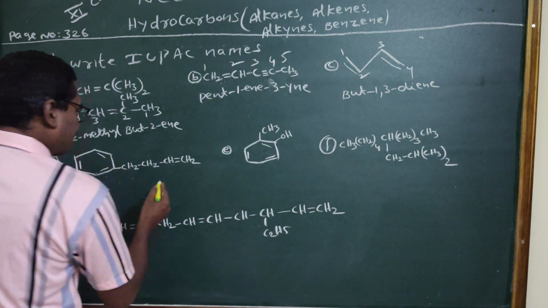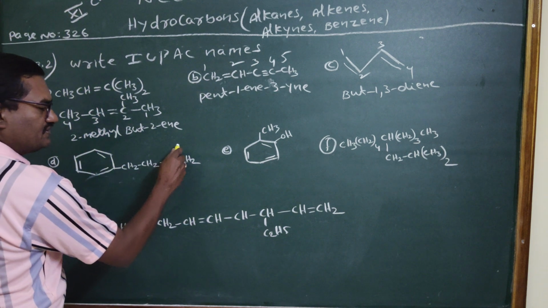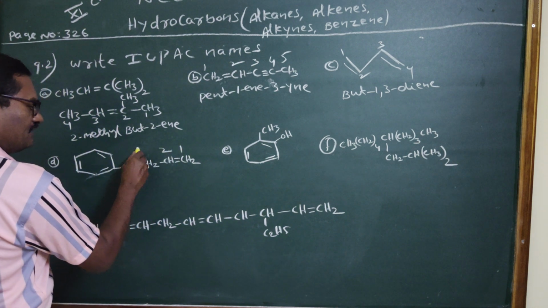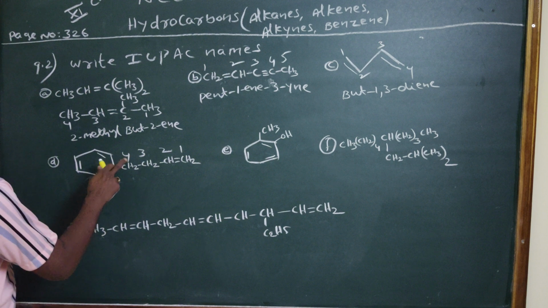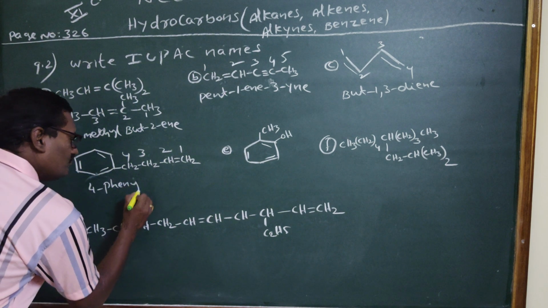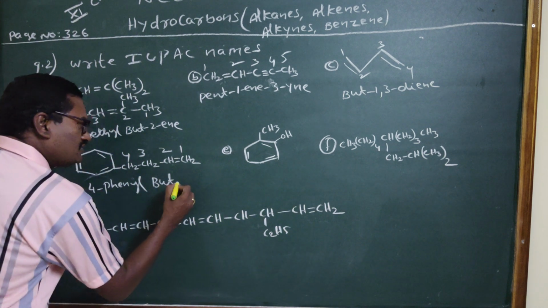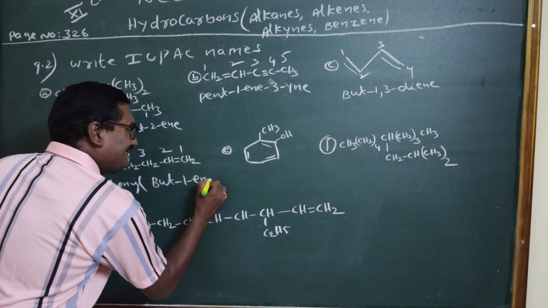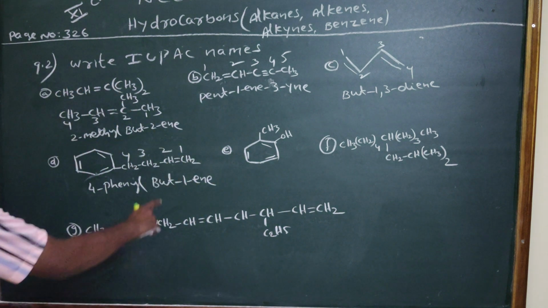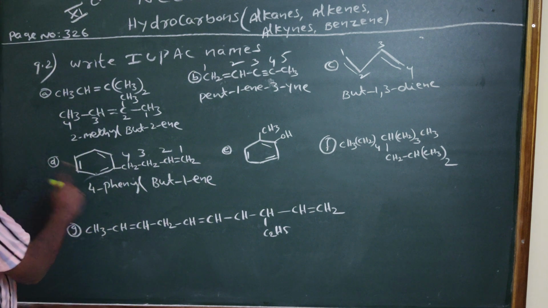Next one: a benzene ring, CH2, CH2, CH=CH2. First place, second place, third place, fourth place. The fourth place contains phenyl, 4-phenyl, totally four carbons, but. The first place contains the double bond, so but-1-ene. So it is the D.